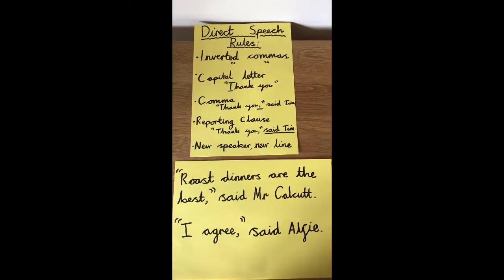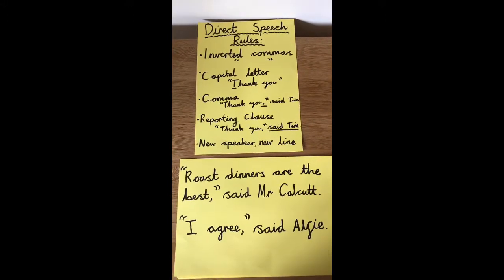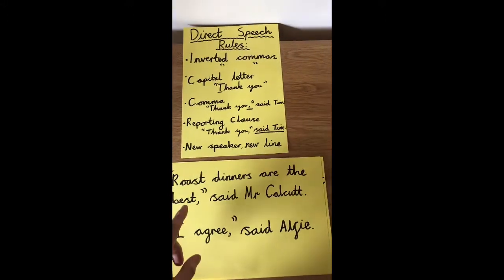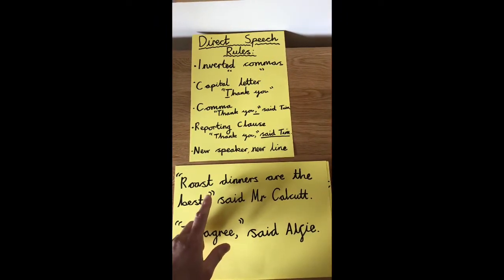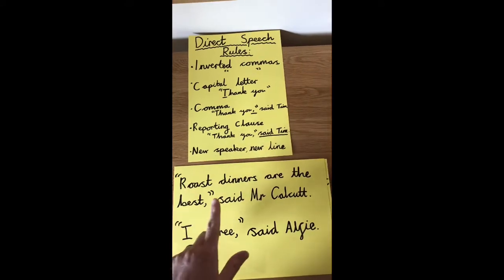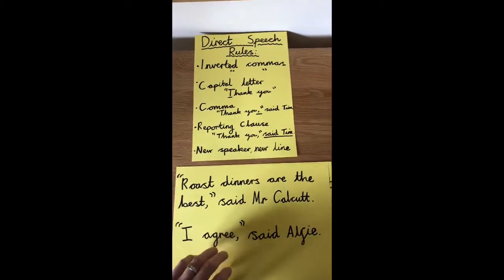Now, I'd like us to look at reporting clauses in a bit more detail, because that's where we can really play around with our direct speech sentences. So on our first example, we've put the comma there, just in front of the last inverted commas, to separate the speech from the reporting clause. But we can move the reporting clause to the start of the sentence.